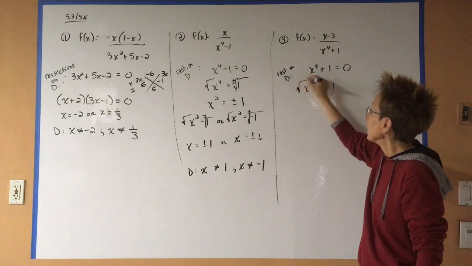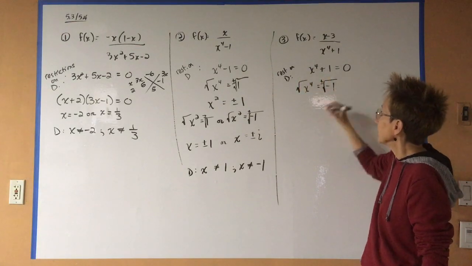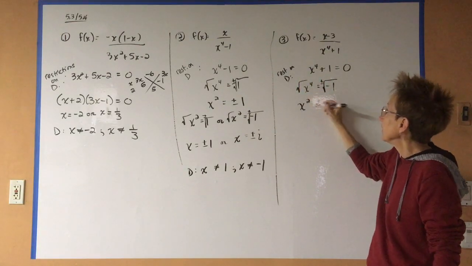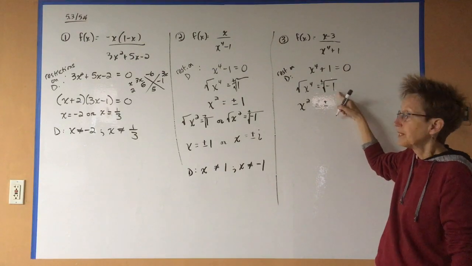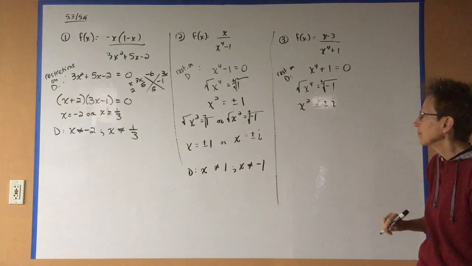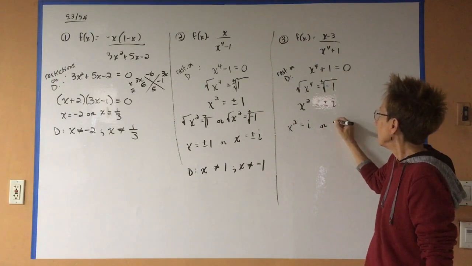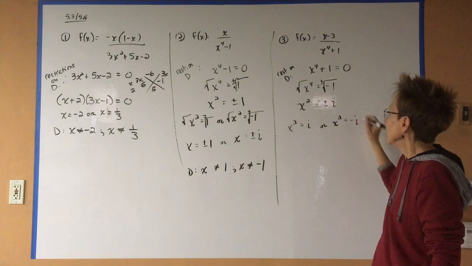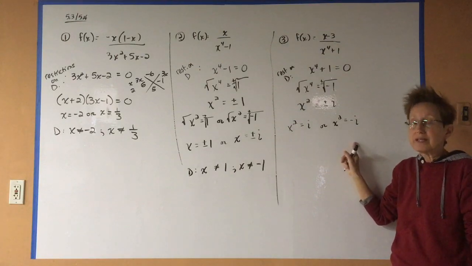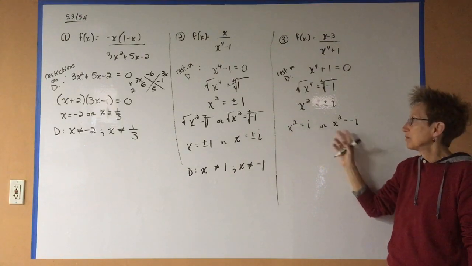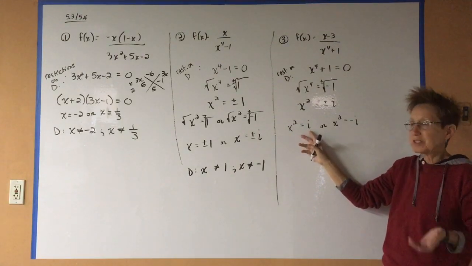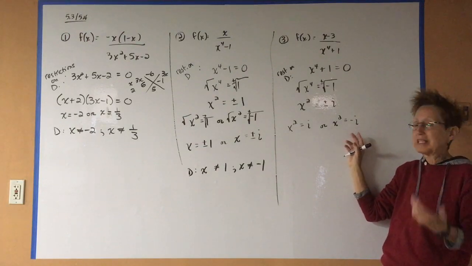I take the square root of this side plus or minus the square root of this side. I get x squared equals plus or minus square root of -1, which is i. So this basically says either x squared is equal to i or x squared is equal to -i. These are already imaginary. I take square roots of both sides, and I've got plus or minus square root of i, plus or minus square root of negative i.